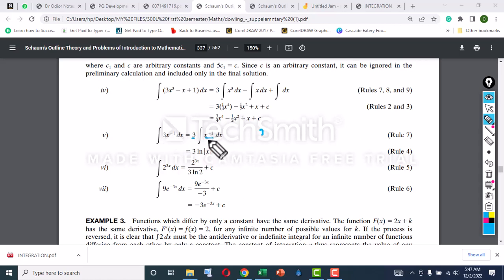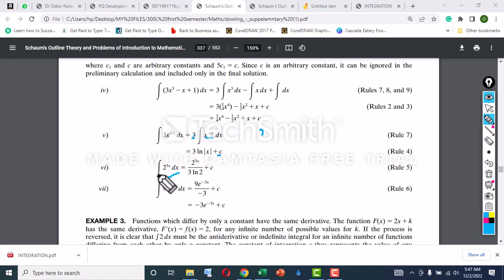So your x minus 1, whenever you integrate, remember the rule is simply ln x. So that's how we get 3 times ln x. Then you add your c. And it's simple, isn't it? Simple though. So this now is your integration.